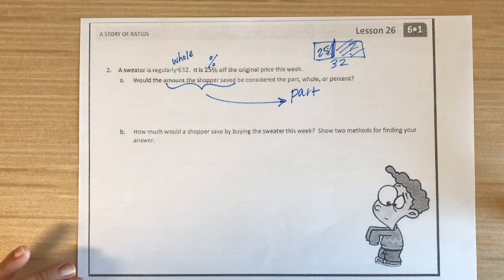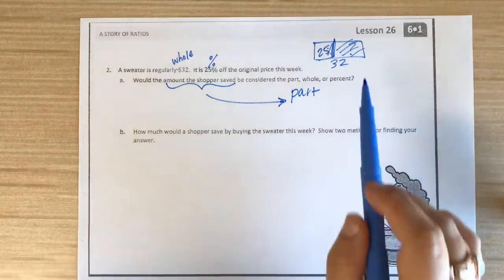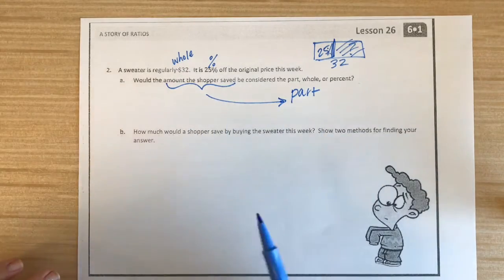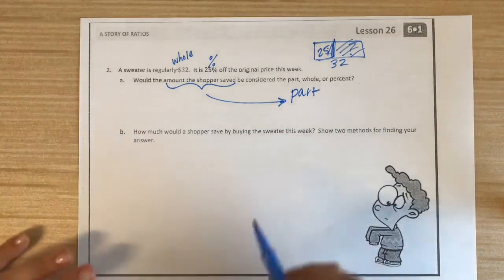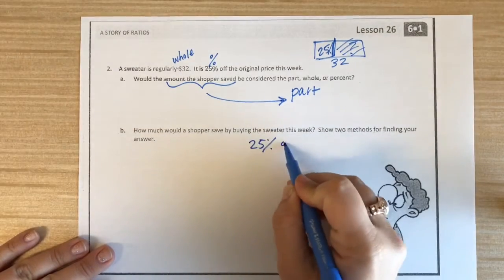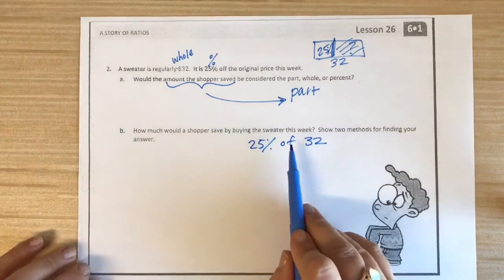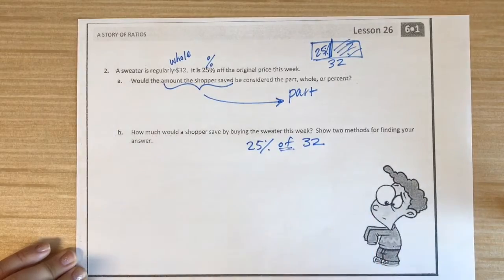How much would a shopper save? So now we actually have to solve it. By buying the sweater this week, show 2 methods for finding your answer. So we want to know not the new price, but how much the shopper would save. So whatever 25% of 32 is what we want to know. 25% of 32.